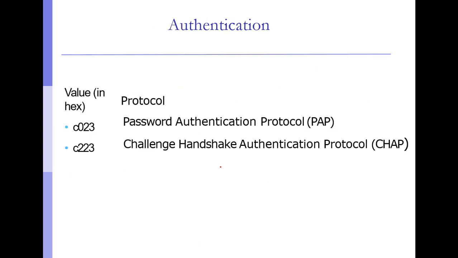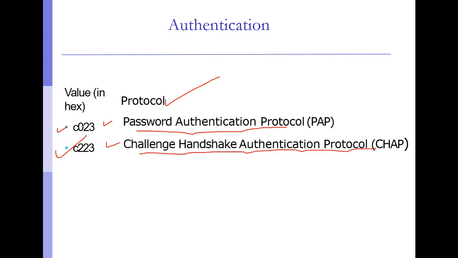The authentication involves three phenomena. The first one is the protocol. What is the value of this protocol? There are two protocols. The first one is PAP and the second one is CHAP, and the values of these protocols in hex are basically C023 and C223. So these are two protocols actually. The first one is the password authentication protocol and the second is the challenge handshake authentication protocol.